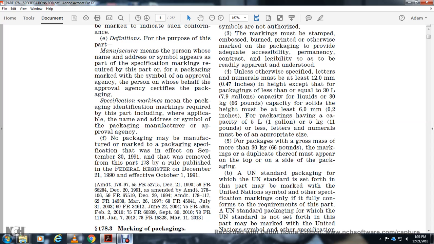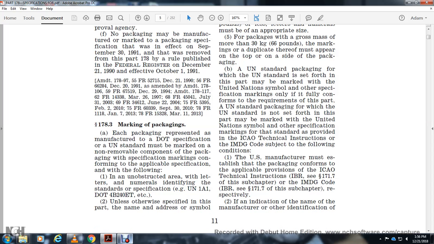No packaging manufacturer mark for the packaging specification is effective September 30th, 1991. That was removed from part 178 with a rule published in the Federal Register on December 21st, 1990, effective October 1st, 1990.